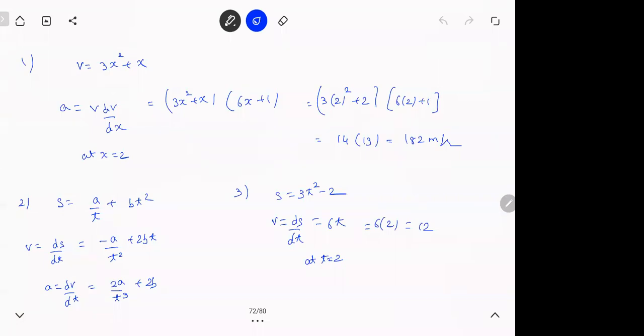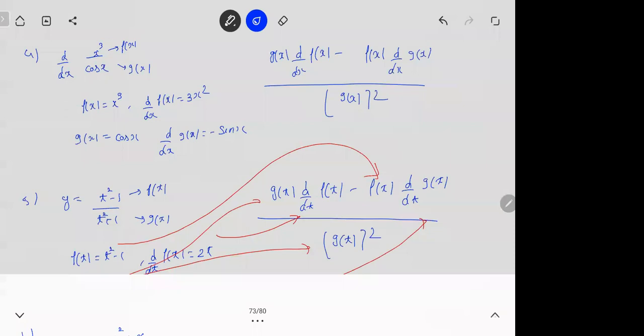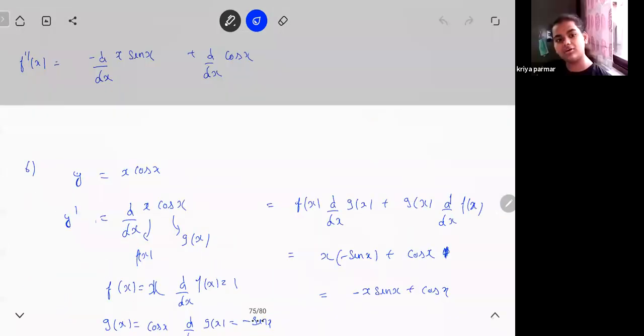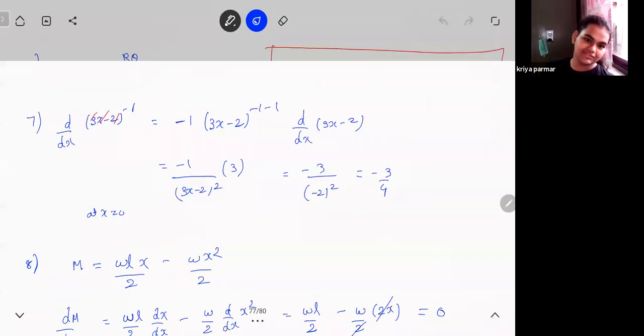Minus a, a is a constant. What is the differential of t to the power -1? This is 1 by t. Yes, what is the differential of t to the power -1? -1 into t to the power -1 -1. So minus will come outside, okay, right? Yes, and t to the power -2 becomes 1 by t square.